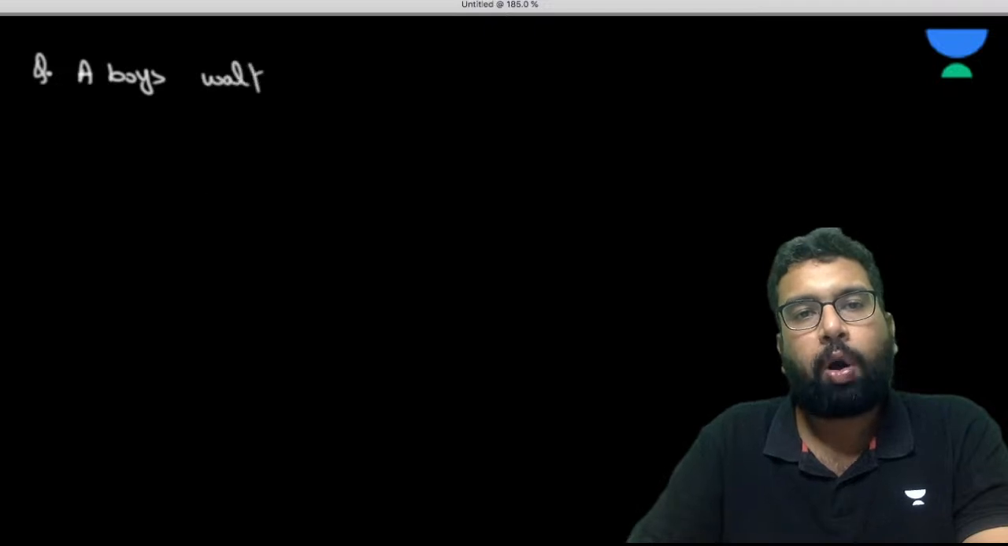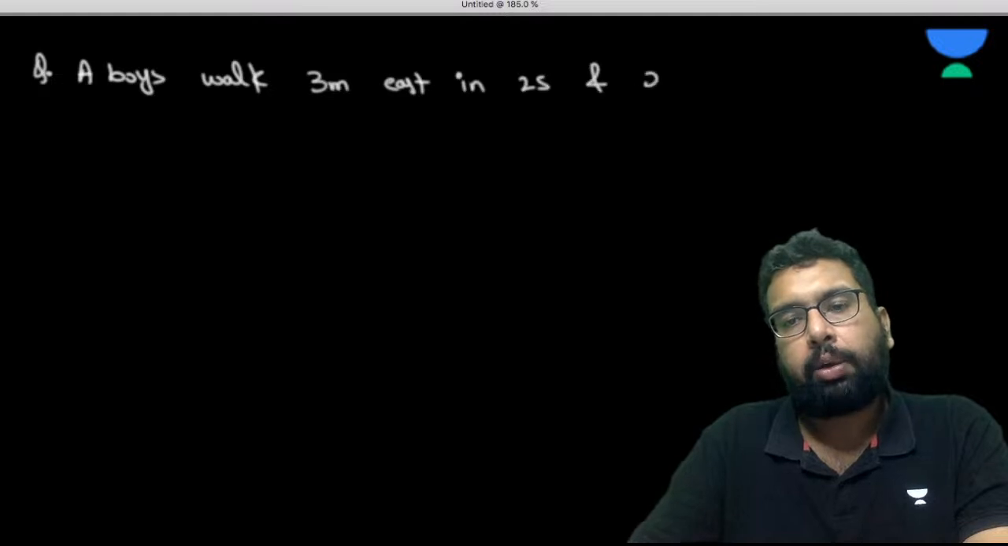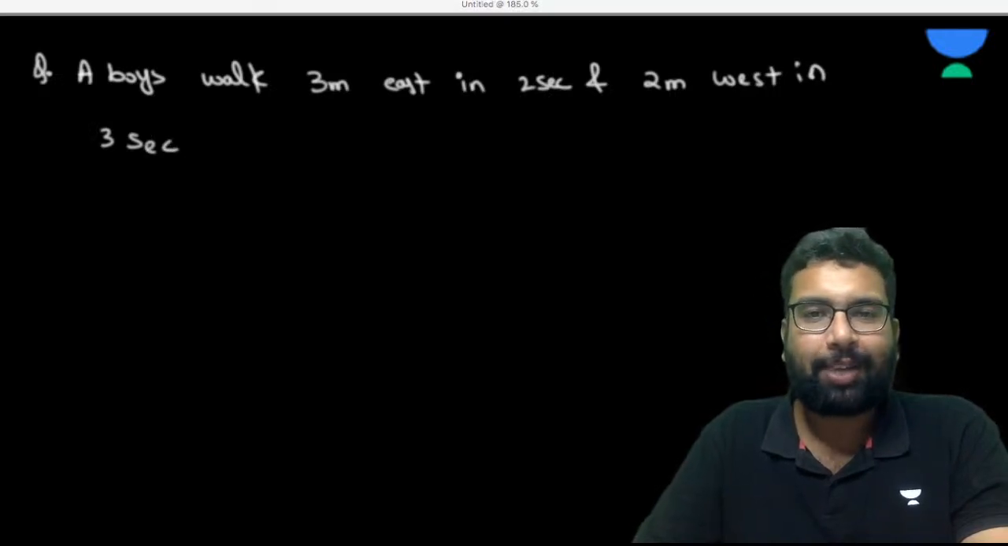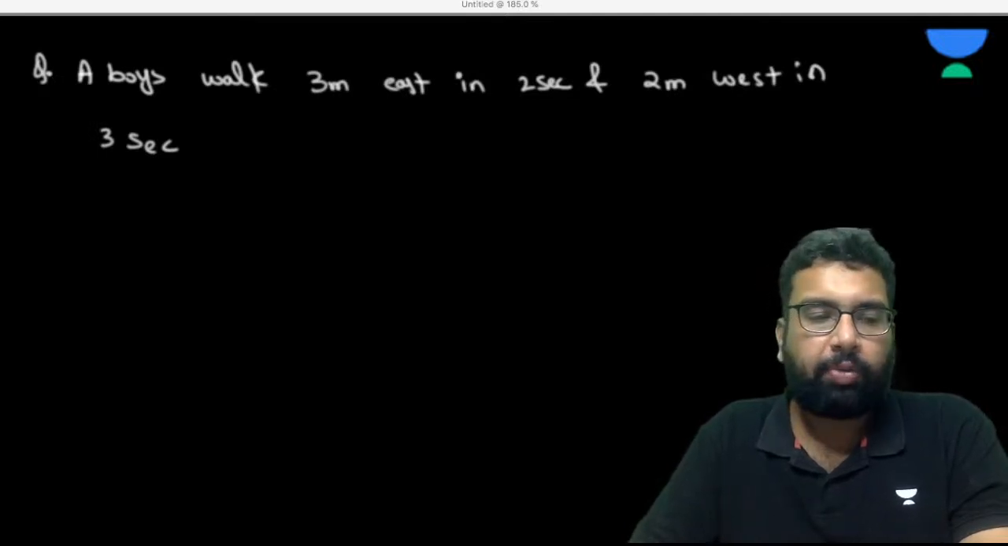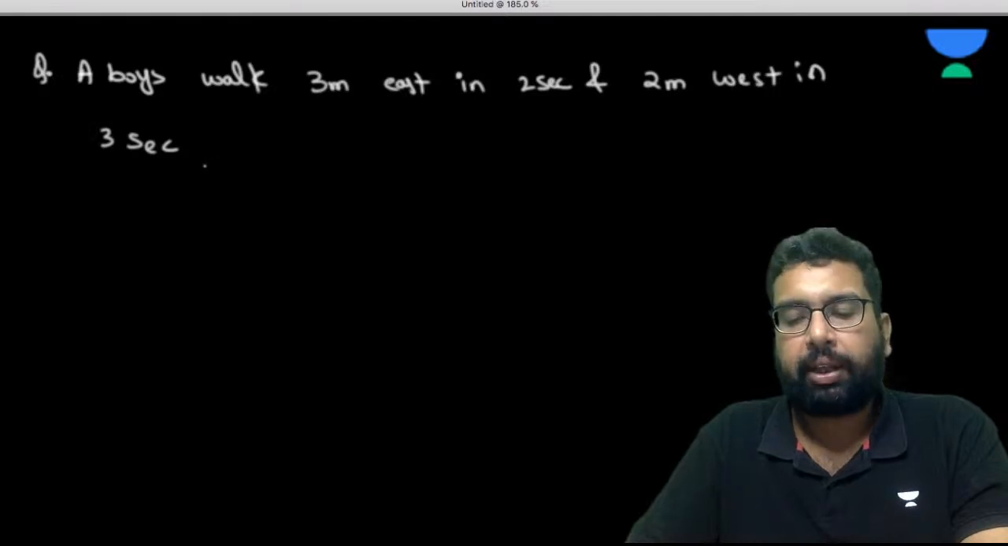A boy walks 3 meter east in 2 seconds, and then 2 meter west in 3 seconds. Okay, this is not 25, this is 2 seconds. Sometimes my S and 5 look the same, so that is why I have written SEC, second. Otherwise, the symbol of second is S only. So our boy walks 3 meter east in 2 seconds and 2 meter west in 3 seconds.